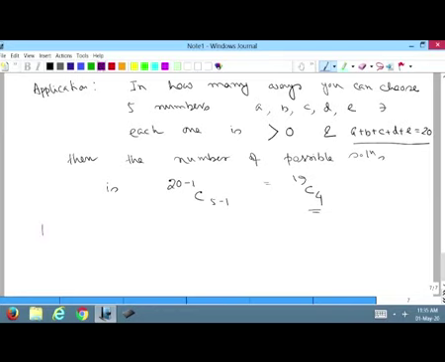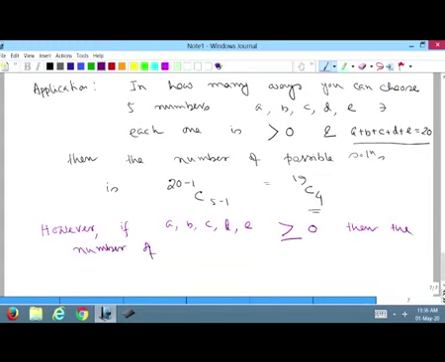However, if A, B, C, D and E are greater than or equal to 0, then the number of possible solutions is 20 plus 5 minus 1 C 5 minus 1, which is equal to 24 C 4.